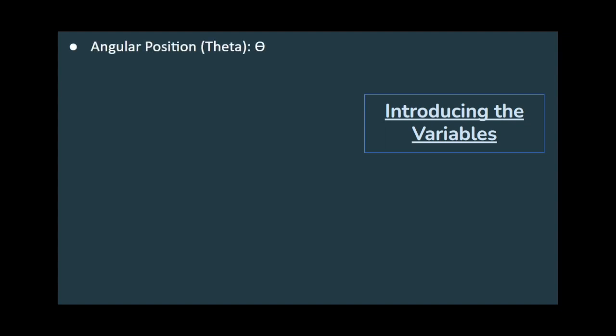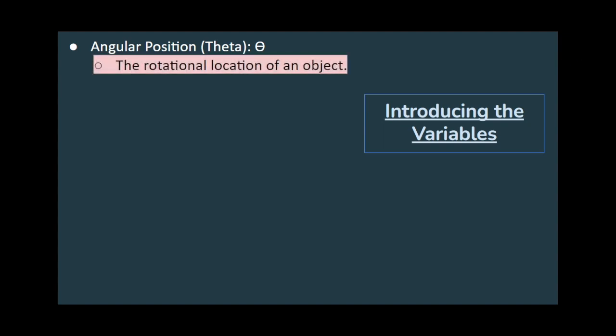The first variable we're going to talk about is angular position, also known as theta. So you guys see this symbol right here. That just means theta. And we're going to say that theta is talking about the rotational location of an object. So these objects are circular, and its theta is representing that location on that object while it is rolling around.